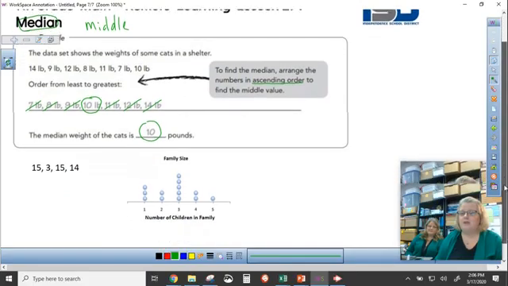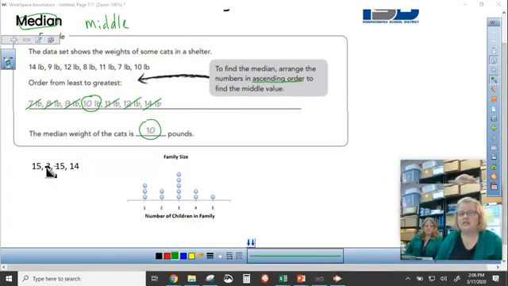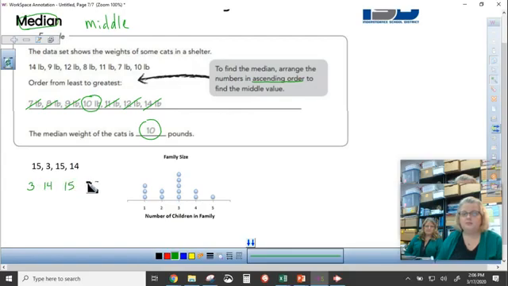Now, sometimes you might have a set of data such as 15, 3, 15, and 14. So if we wanted to find the middle of that set of data, we would again start by putting them in order from smallest to biggest. So I've put the 3 to the left because it's the smallest, 15 is the biggest. 4 pieces of data. Now I'm going to cross them off from smallest to biggest.